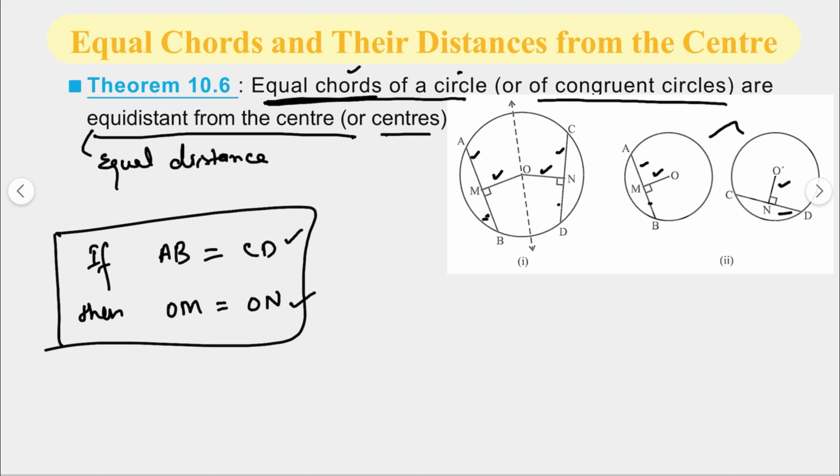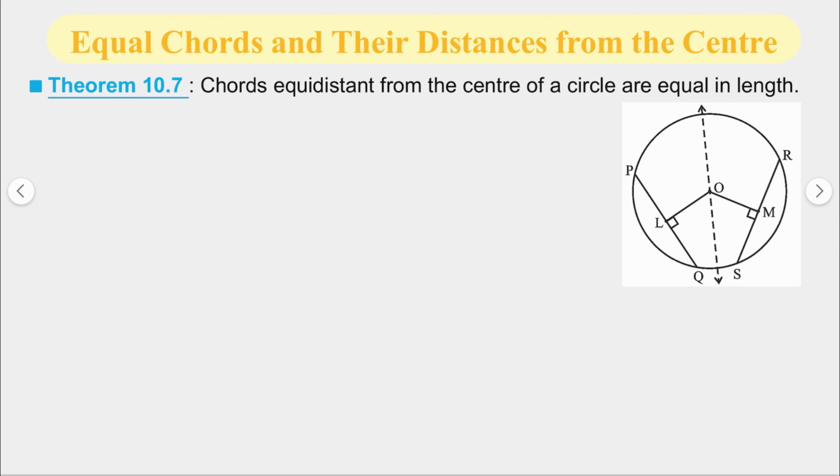We will not be doing the proof of this theorem. We'll just have to understand its statement. Next is theorem 10.7. It says chords equidistant from the center of a circle are equal in length. So this is the converse of theorem 10.6.